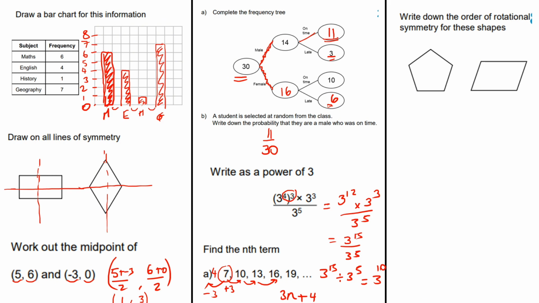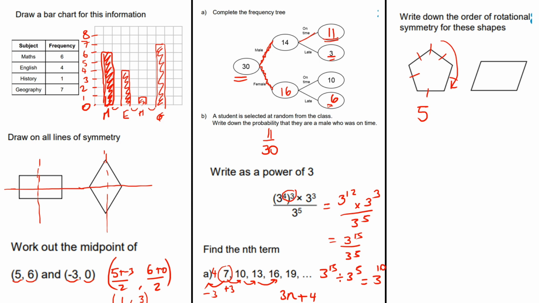Write down the order of rotational symmetry of these shapes. With rotational symmetry, what you need to think about is you're rotating this shape. Imagine you're just turning this shape around, and how many times can it land onto itself? With these types of questions, with regular shapes, it's usually how many sides you have. 1, 2, 3, 4, 5. So this is going to be 5 for this one.